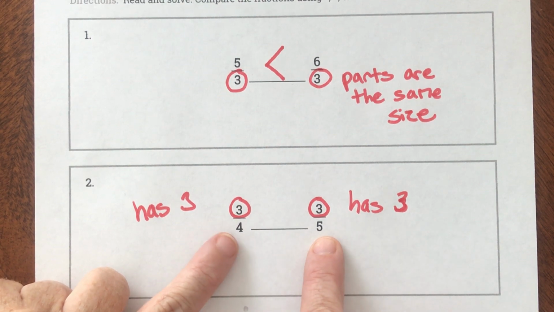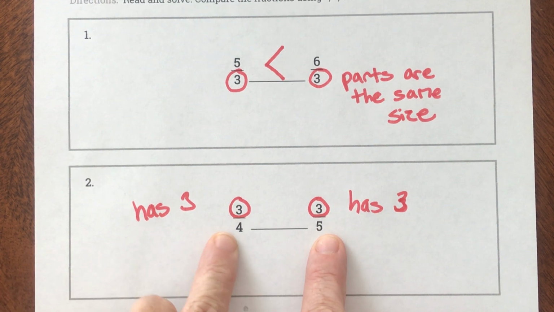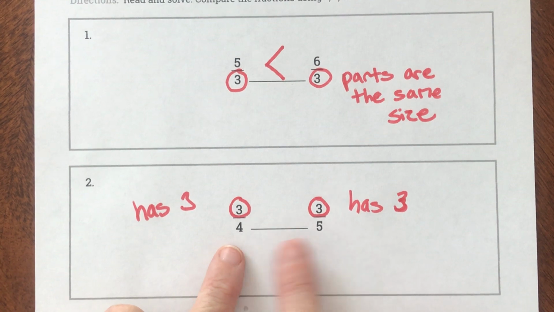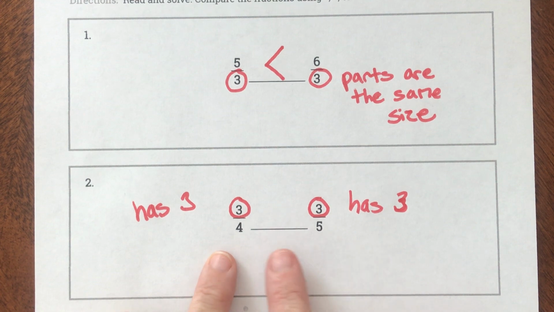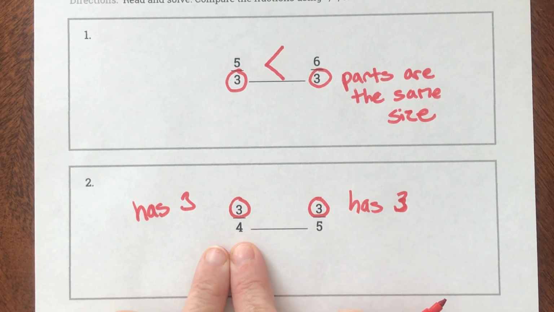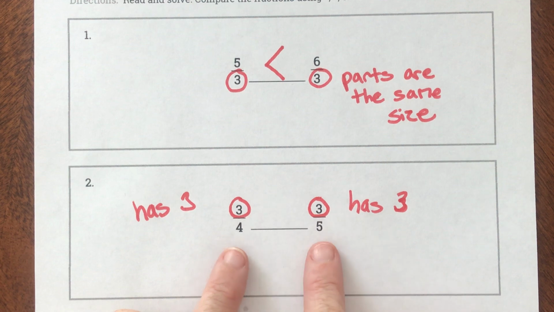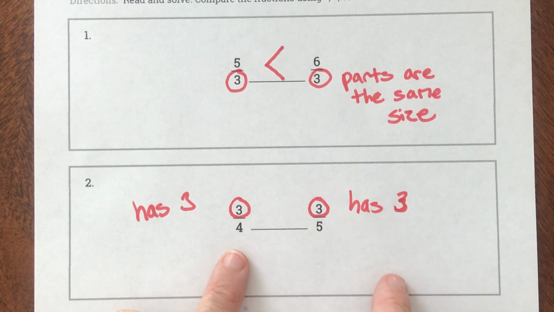This pizza was cut into 5 slices. So which pizza has bigger pieces? I'm going to pause Mike talking so you really think about that. If they took a pizza and cut it into 4 pieces here, but they took the same size pizza and cut it into 5 pieces, which pizza has bigger or larger slices?